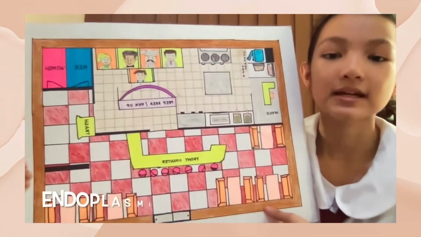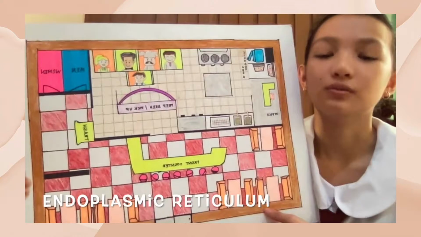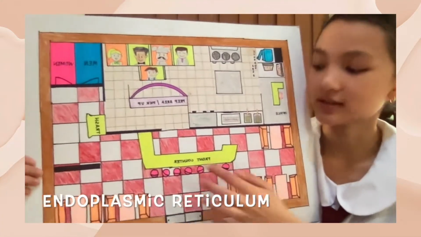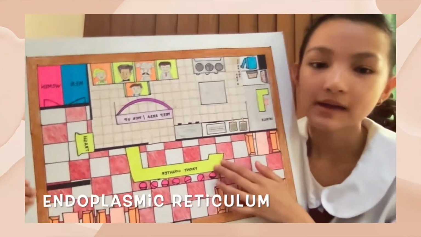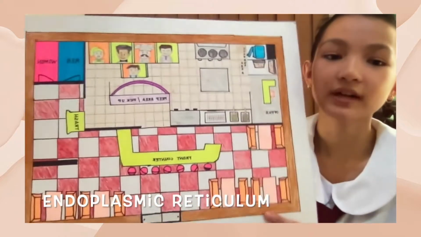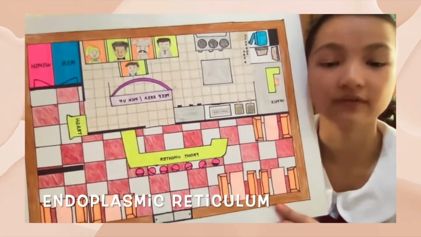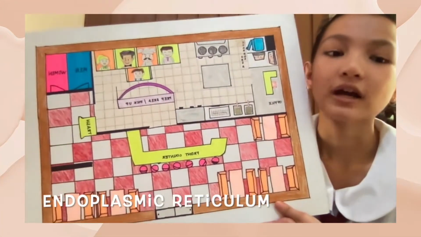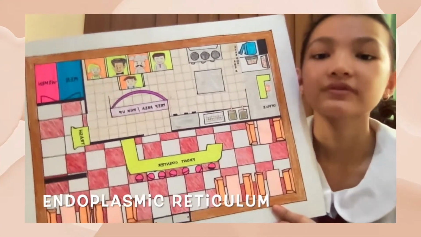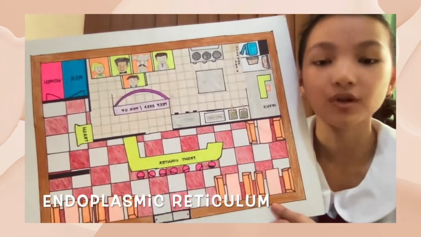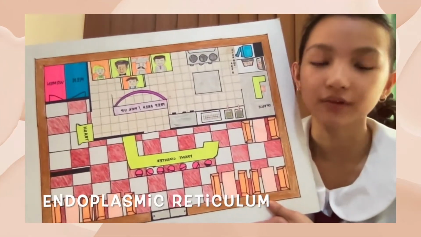The next thing is the ER or the endoplasmic reticulum. The ER in this restaurant is the front counter. Why? Because the front counter in the restaurant takes the orders and distributes the orders to the chef. In the same way, the ER or endoplasmic reticulum serves as a pathway for the distribution of material from one part of the cell to another.